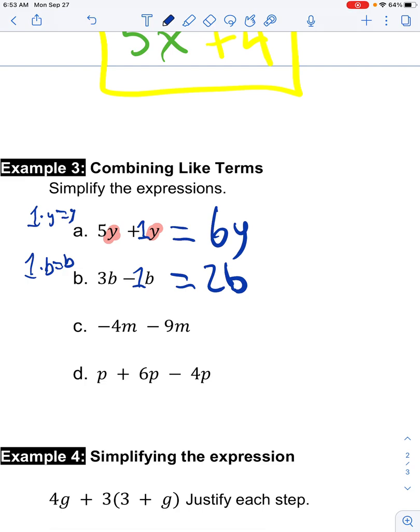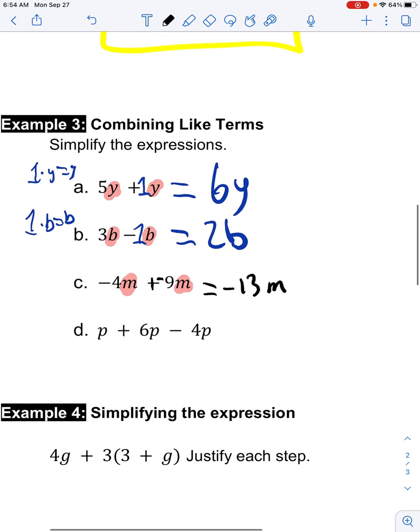-4m, subtract 9m. So remember, when I subtract these numbers, I have to actually add the opposite. That's our rule when we are subtracting a number like that. So I look and I say, hey, they both have m's, just like these both had b's and letter A both had y's. So -4, I'm going to add my coefficients. -4 plus -9 is -13m.